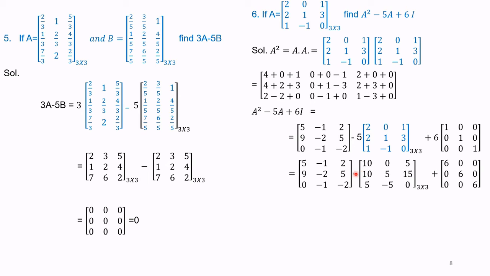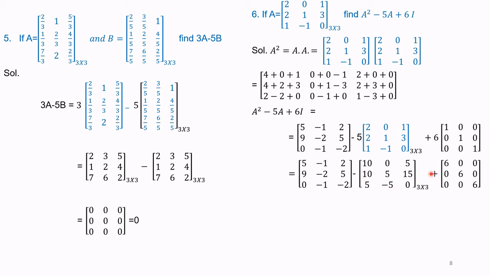5A is: 5 into 2 is 10, 5 into 0 is 0, 5 into 1 is 5. 5 into 2 is 10, 5 into 1 is 5, 5 into 3 is 15. Then 5 into 1 is 5, 5 into minus 1 is minus 5, 5 into 0 is 0. So we have found 5A in this matrix, that is the second matrix.